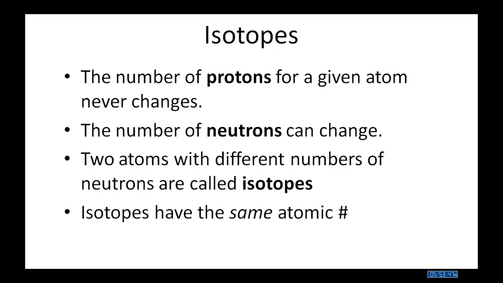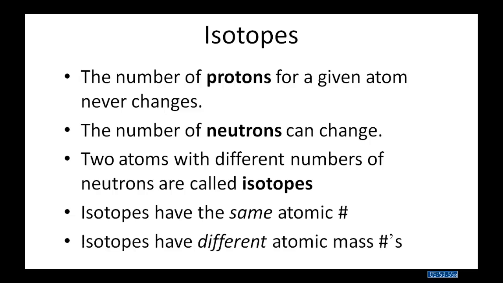Isotopes have the same atomic number, because what is atomic number again? Atomic number is the number of protons. Isotopes, however, have different atomic mass numbers. Remember, atomic number is what? Number of protons. Mass number is what? Mass number is the number of protons plus neutrons, because that's what the mass is. The mass of parts, not the electron, it's the protons and the neutrons.